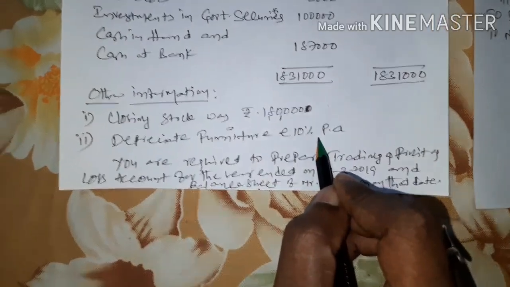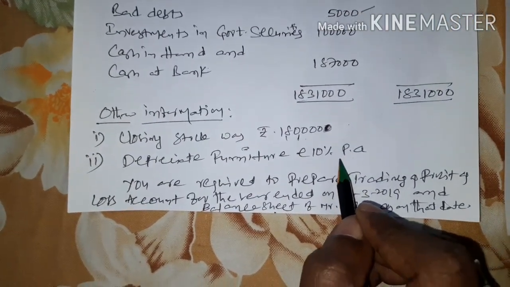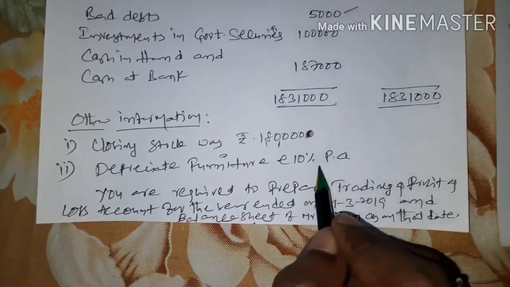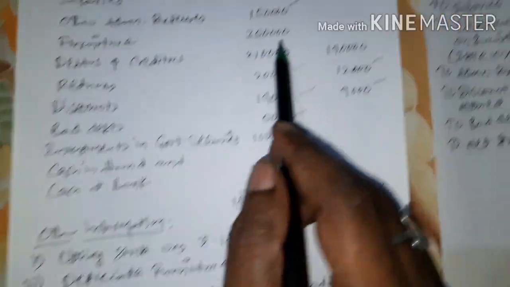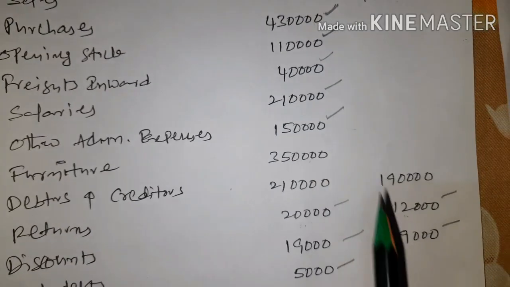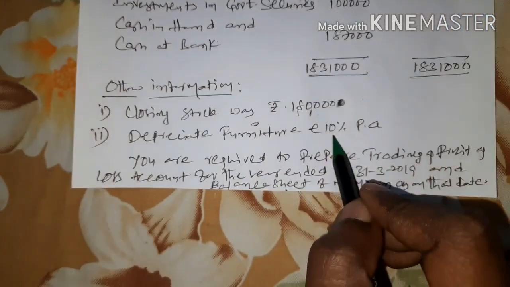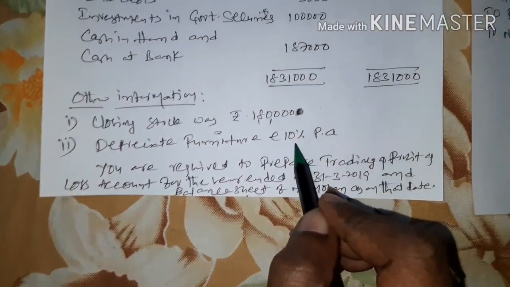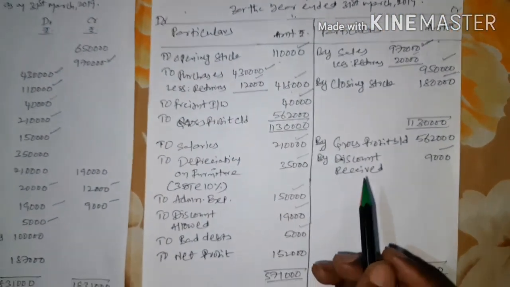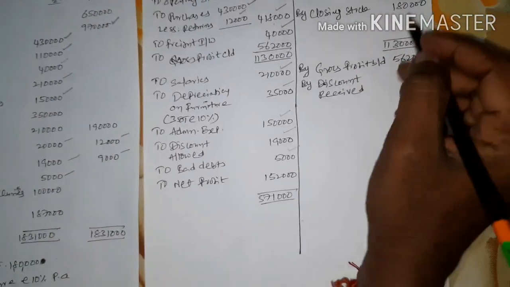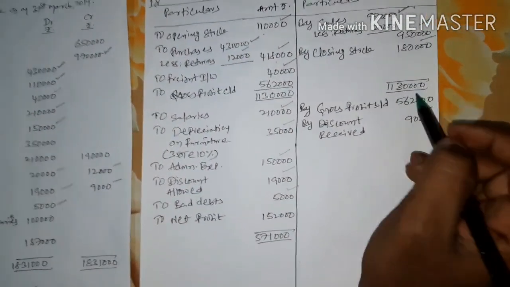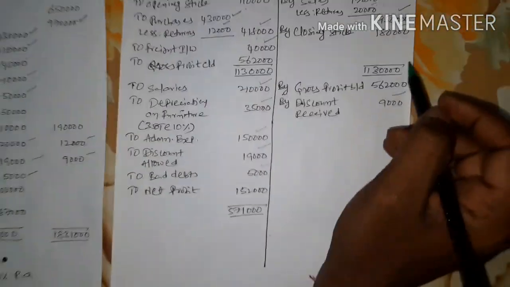Then depreciate furniture at the rate of 10% per annum. Depreciation is a non-cash operating expenditure and it's treated as indirect expenditure and the same is to be debited to P&L account. Here we have furniture rupees 3,50,000 at the rate of 10%, that is 35,000 rupees. The same is to be debited to profit and loss account, that is to depreciation furniture 35,000. Then first we total and balance the trading and P&L account, friends. Then we prepare the balance sheet.